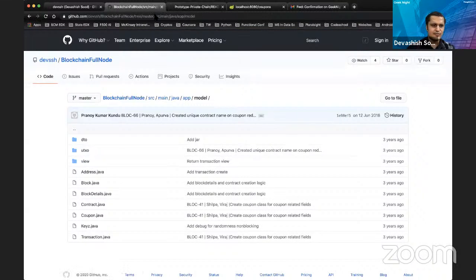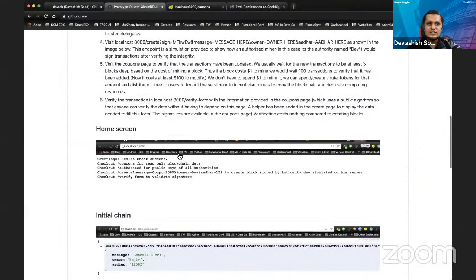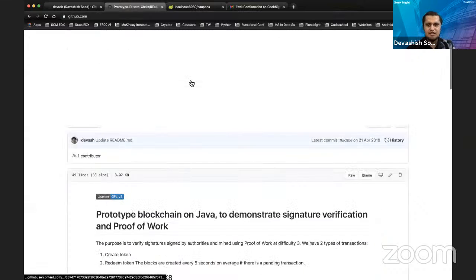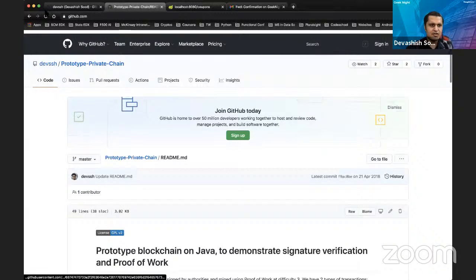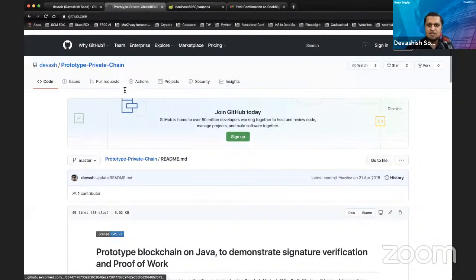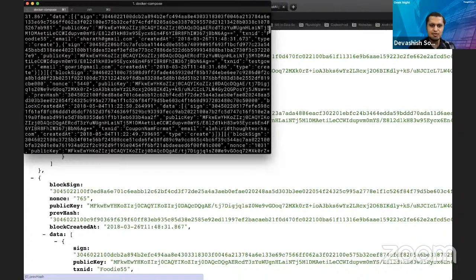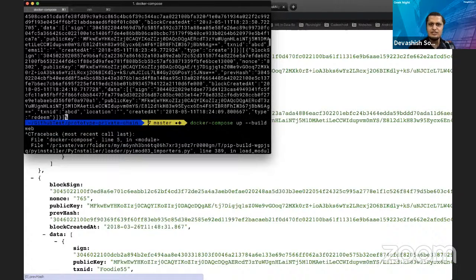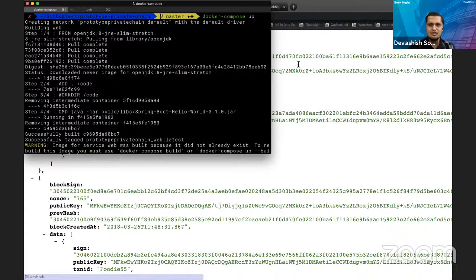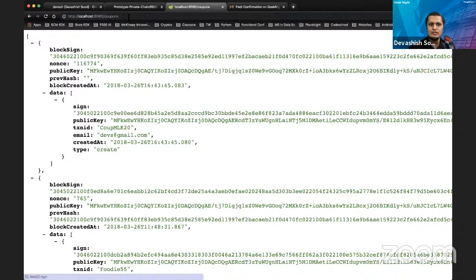And yes, there are so many things. I'll open IntelliJ in a minute. This is something known as a prototype private keychain. This is the project that I'm currently running. I'm running it using Docker. If you just download this app from GitHub and run docker compose up, it will create the image. It will create this, and you can go to localhost 8080.